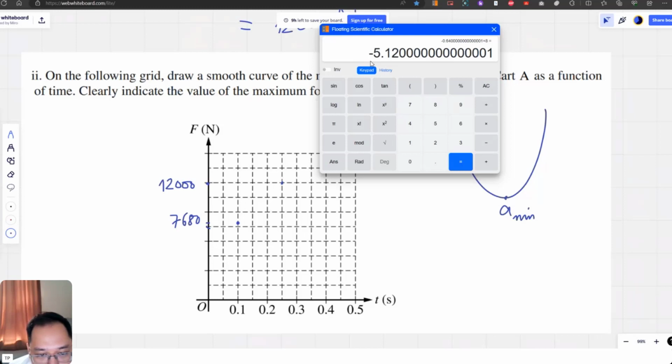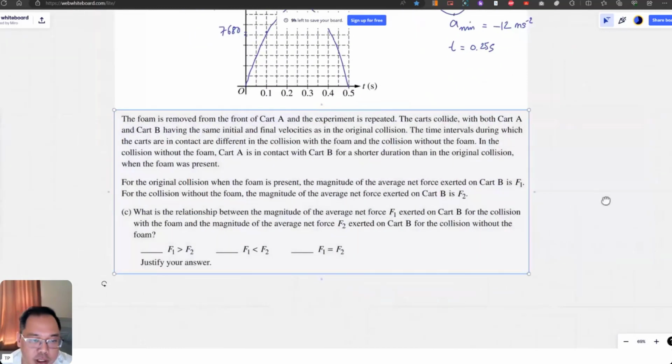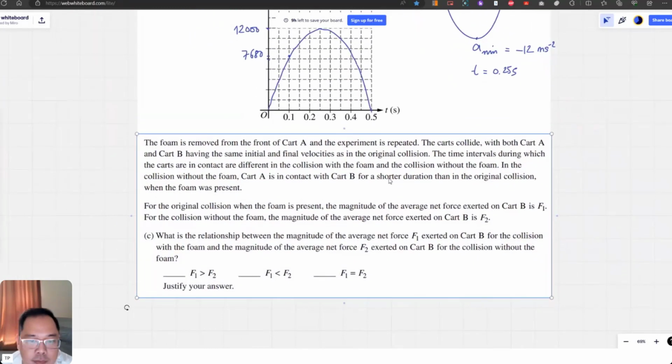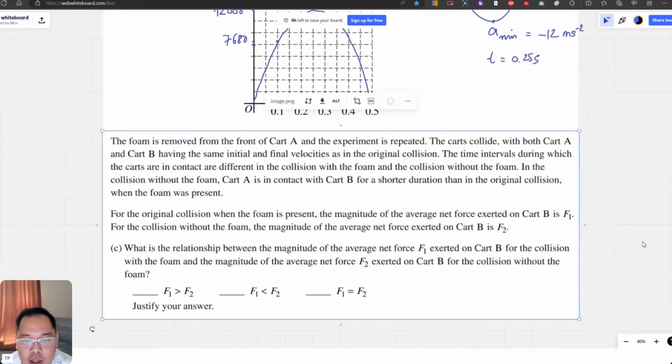So we need to draw the graph through this point. You need to calculate one or two more values so that the curve that you draw is accurate. And then curve down to 0 when the time is 0.5 seconds. The foam is removed from car A, and the experiment is repeated.